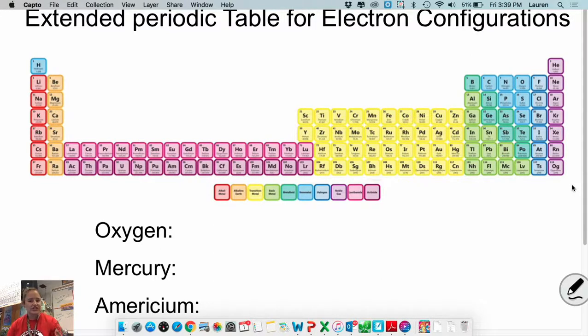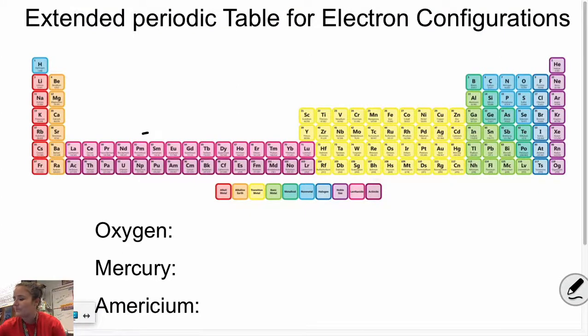To give us a little cheat sheet, right here I have an extended periodic table. So, it's one where the inner transition metals that are normally represented below the rest of the elements are actually inserted into the periodic table. This will help us clearly see where the F block is.